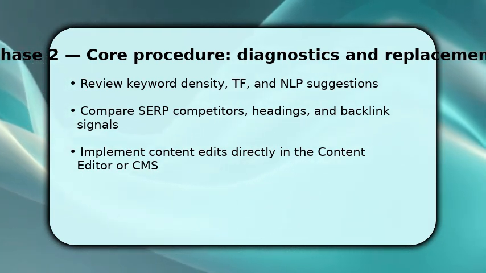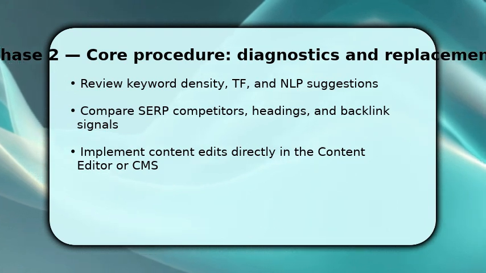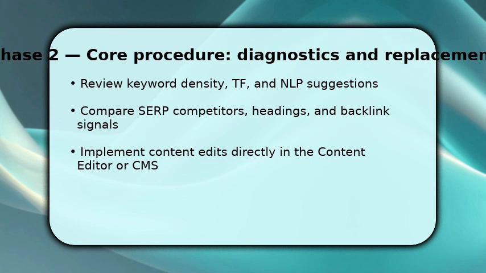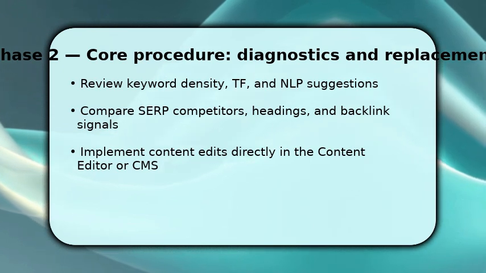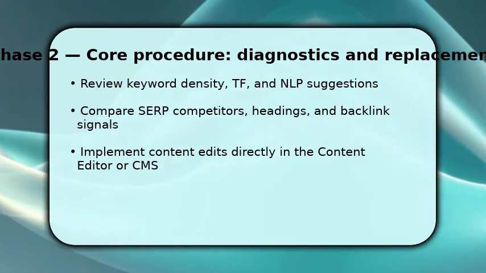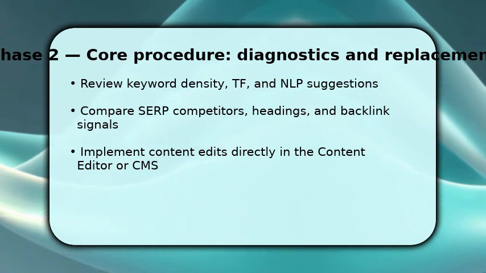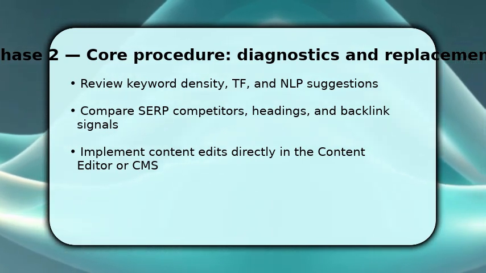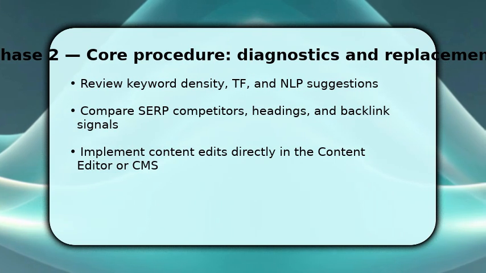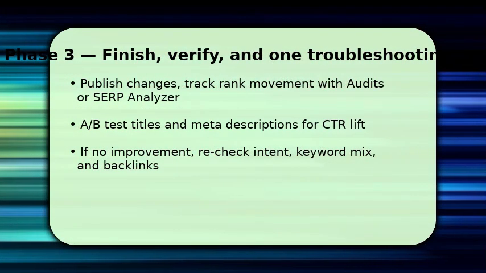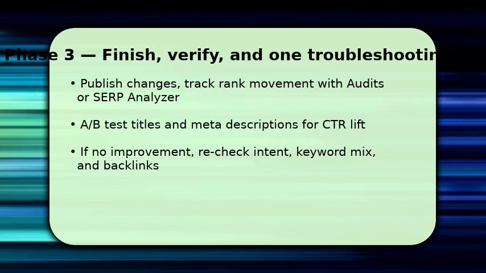Next, use the content editor to apply edits in real time or export suggestions to your CMS. As you work, prioritize changes that improve user intent match. Those drive rankings most quickly. You finish by publishing the optimized page and scheduling a follow-up audit to track ranking changes and organic traffic. Then, run simple A/B tests on titles and meta descriptions to boost click-through rate.